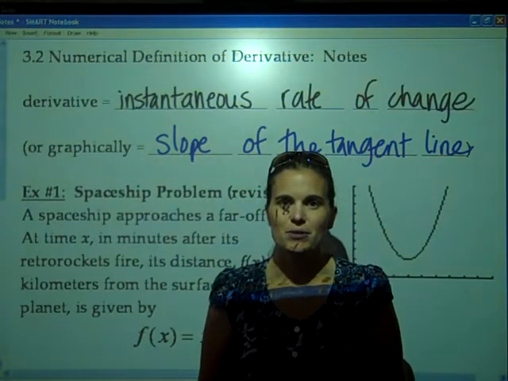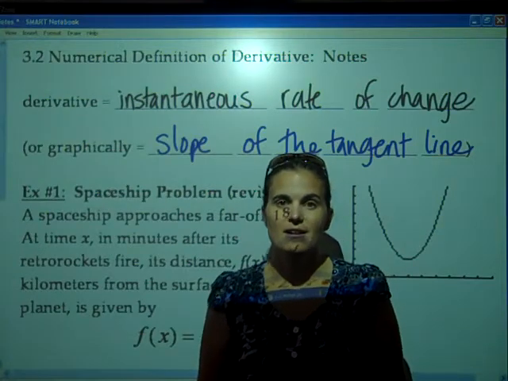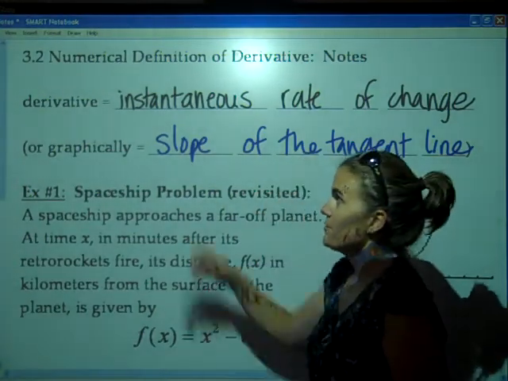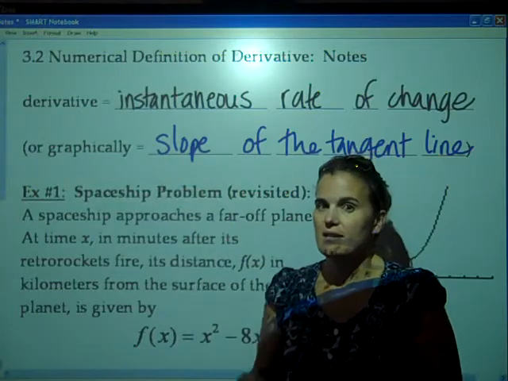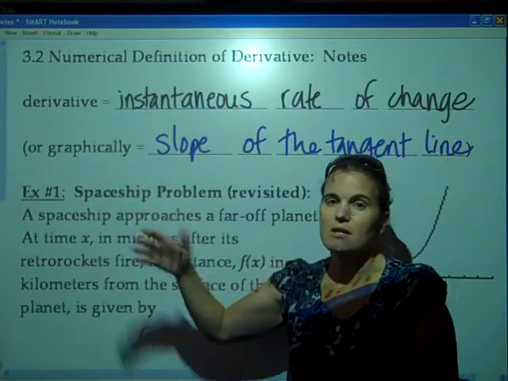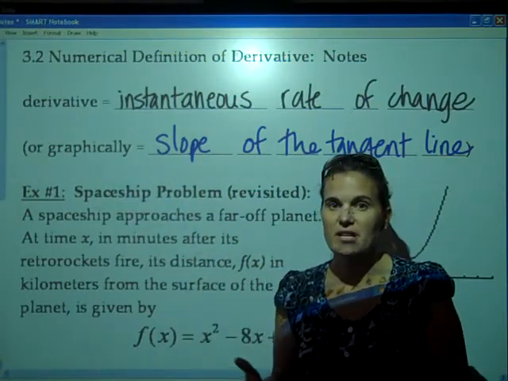Hi y'all, this is section 3.2, the numerical definition of derivative. As a reminder, the derivative is just the instantaneous rate of change, and graphically it will be equivalent to the slope of the tangent line.